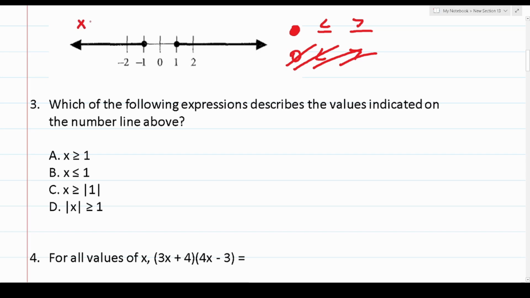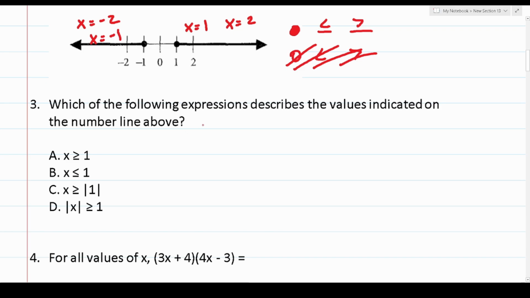So x can be -2. Since we have a closed circle above -1, x can also be -1. Over here, we see x can be +1, x can be 2, x can be anything greater than 1. Here, anything less than or equal to 1.